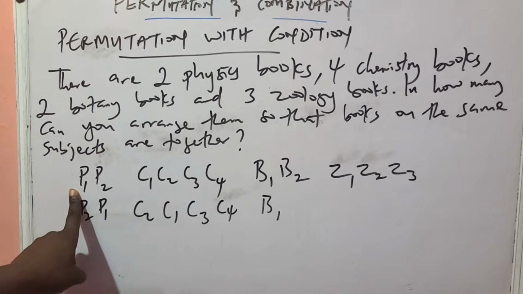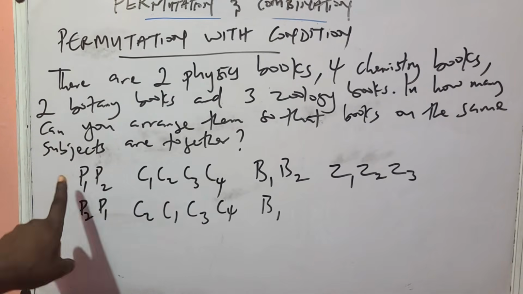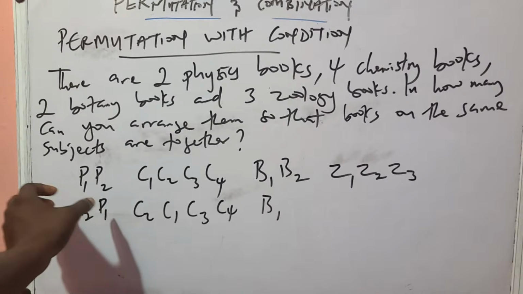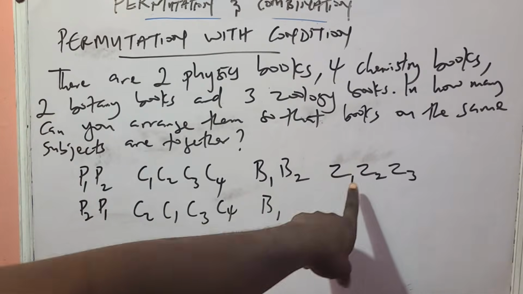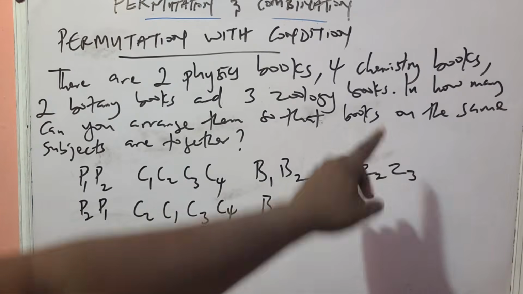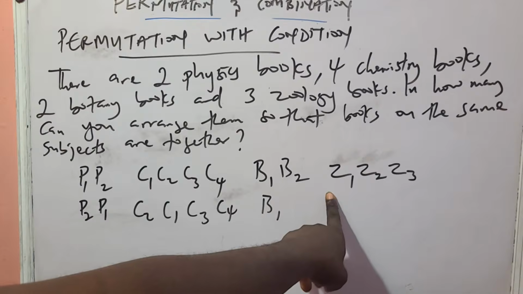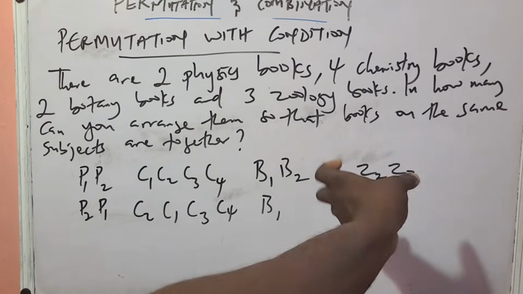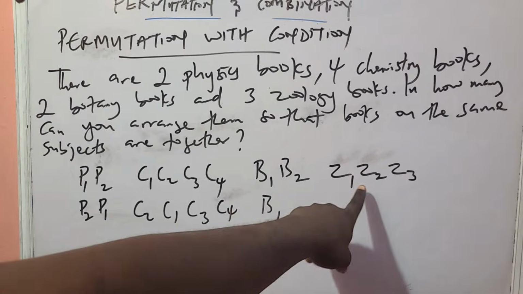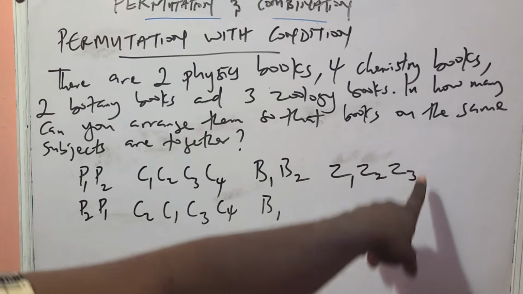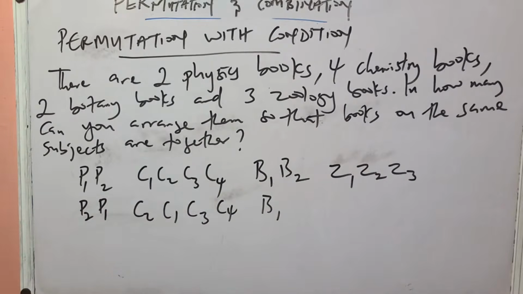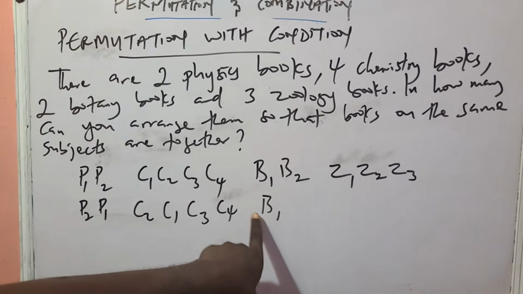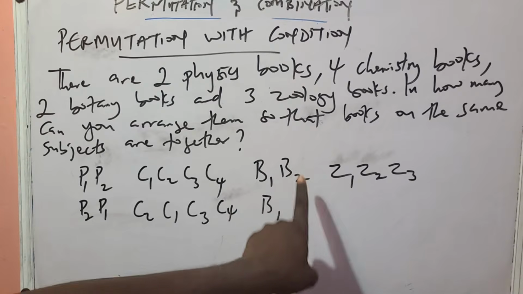It's possible we have physics 1, physics 2. It's possible we have physics 2, physics 1, but physics must be together. It's possible we have zoology 1, zoology 2, zoology 3. It's also okay if we have zoology 2, zoology 1, and zoology 3, but they must be together. I'm also fine if I have zoology 3, zoology 1, zoology 2. Can you guys visualize what this is asking you to do? That means we want all the books to stay together. In this case, I can have botany 1, botany 2. I can also have botany 2, botany 1.